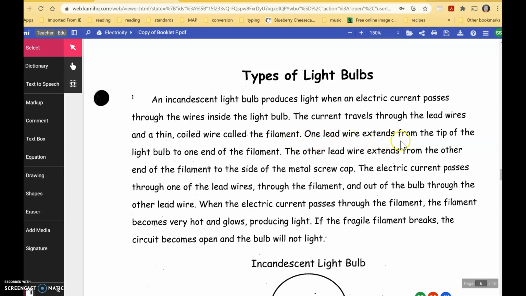One lead wire extends from the tip of the light bulb to one end of the filament. The other lead wire extends from the other end of the filament to the side of the metal screw cap. The electric current passes through one of the lead wires, through the filament, and out of the bulb through the other lead wire. When the electric current passes through, the filament becomes very hot and glows, producing light. If the fragile filament breaks, the circuit becomes open and the bulb will not light.